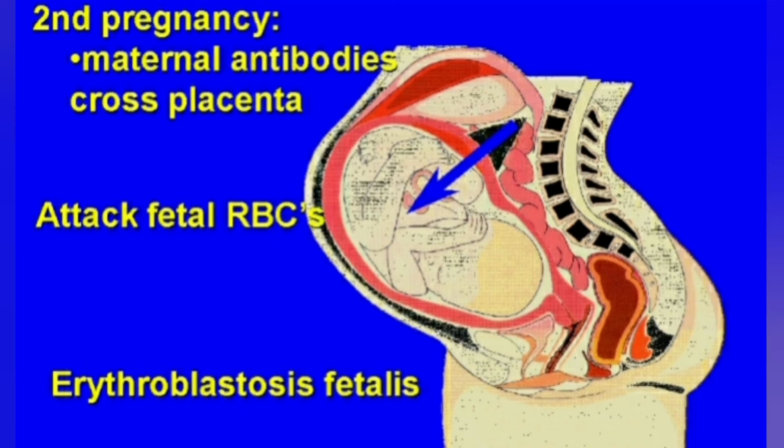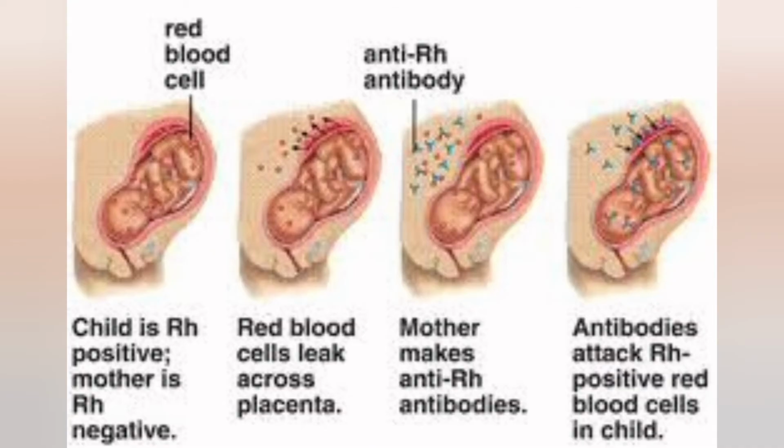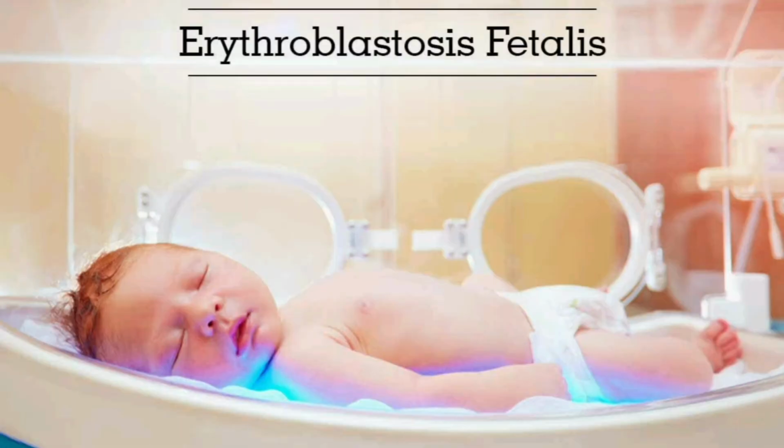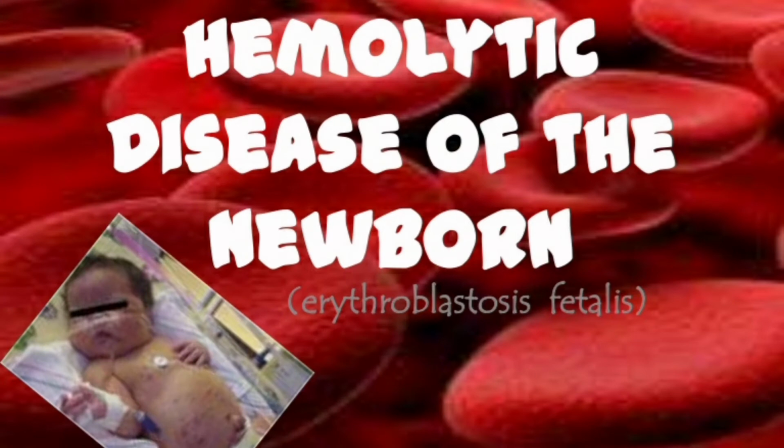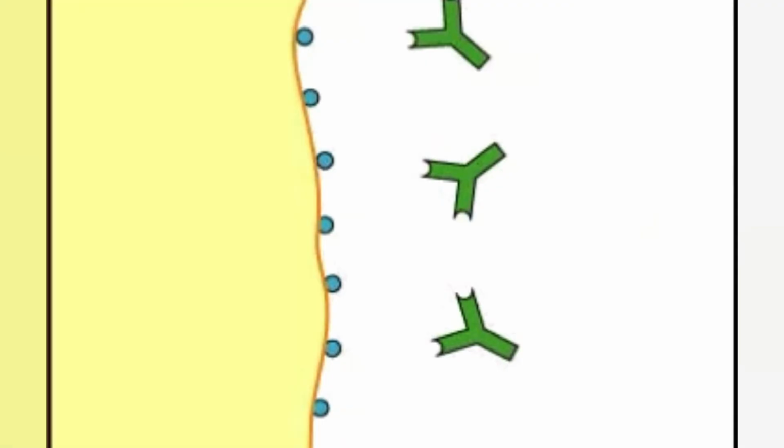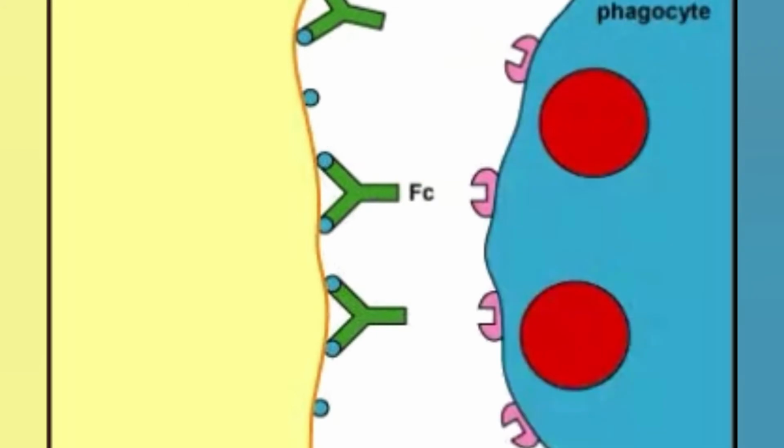This could be fatal to the developing fetus and can cause severe anemia and jaundice to the developing baby. So, this is known as erythroblastosis fetalis or hemolytic disease of the newborn. What is the precaution for this problem? This condition can be avoided by administering anti-Rh antibodies to the mother immediately after the delivery of the first child.